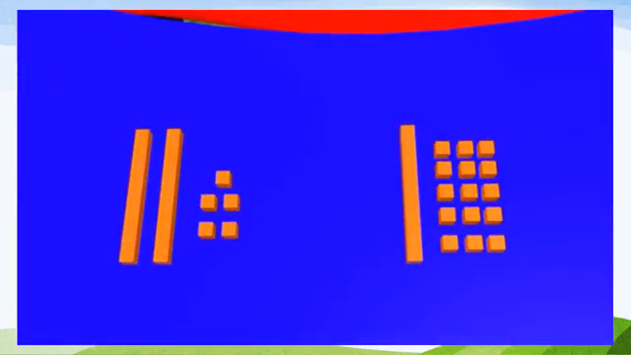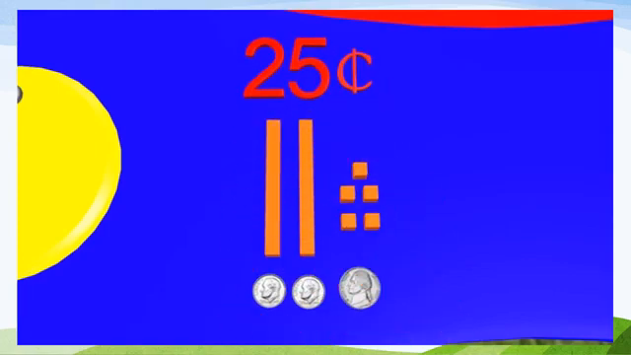Here are a couple of ways we can get 25 cents. We are using the blocks to help us. Here we have 2 tens blocks and 5 ones. These 2 tens blocks can each be dimes since they both represent 10. The 5 ones can represent a nickel since a nickel is worth 5 cents. Together we have 20 cents in dimes and 5 cents with a nickel, which makes 25 cents altogether.